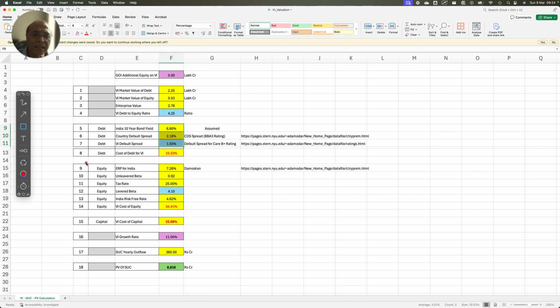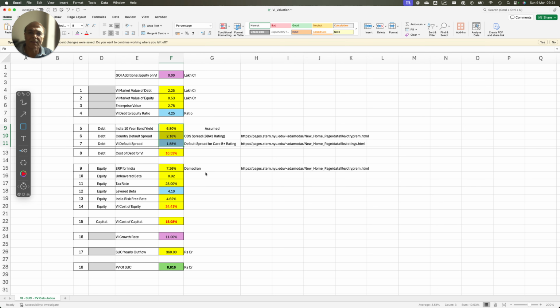There is a concept called equity risk premium. Equity risk premium means how much risk the investor perceives when investing in equity, which in other words means how much return it is going to want by investing in equity to stay afloat, stay above water. So Damodaran is saying that as of 1st January 2025, it is 7.26% for the Indian market.